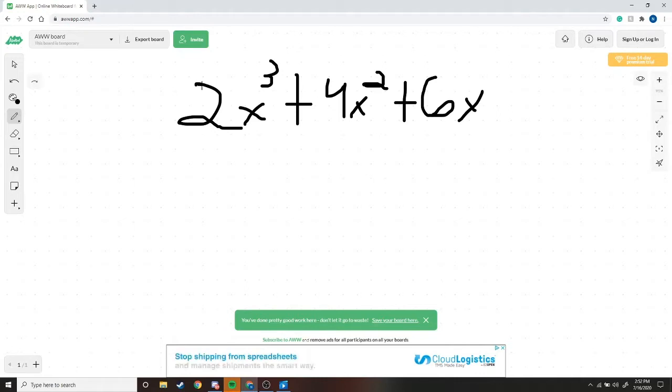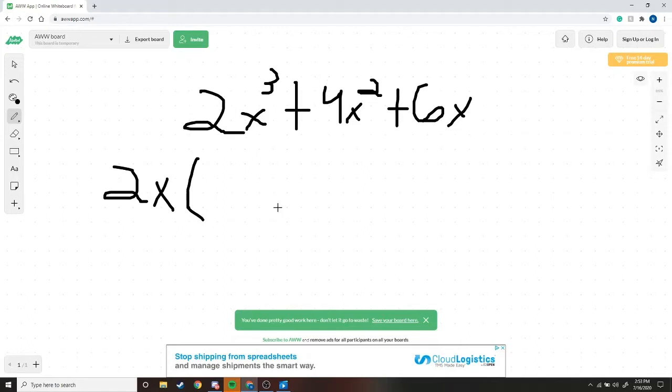So here we can see that the greatest common factor between the coefficients is 2. And we can see that the greatest common factor among the variables is an x right here. So we'll pull out this x. Now we just use the distributive property like we did before to figure out how do we get this 2x into this equation. So what times 2x is equal to 2x cubed?